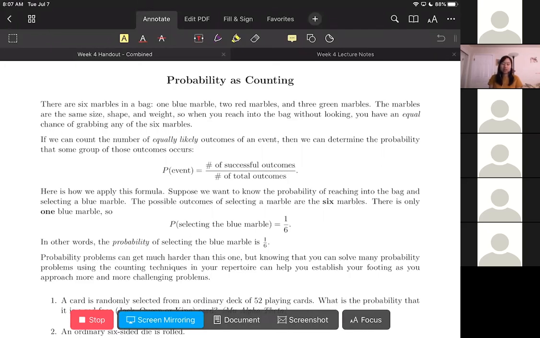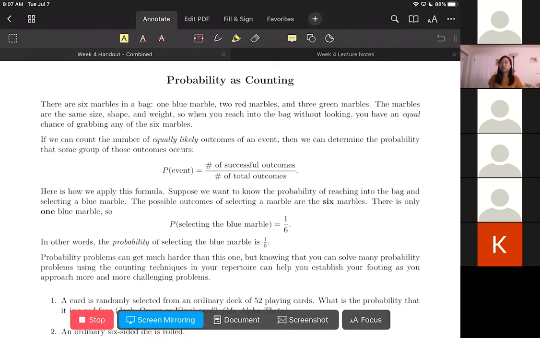And so we can use an example to illustrate. Say we have 6 marbles in a bag, and the marbles we have are 1 blue marble, 2 red marbles, and 3 green marbles. And then say the marbles are the same size, shape, and weight. So when you're reaching into a bag and trying to grab one, you have an equal chance of grabbing any of the marbles. Then if we can count equally likely outcomes of the event, then we can determine the probability of some event by counting the number of total successful outcomes over the number of total outcomes.